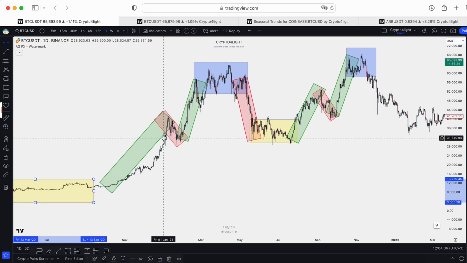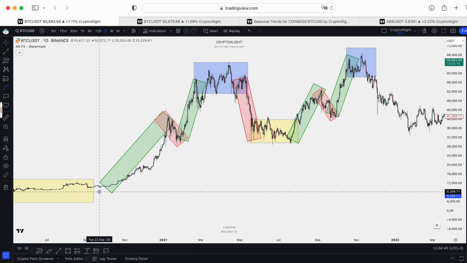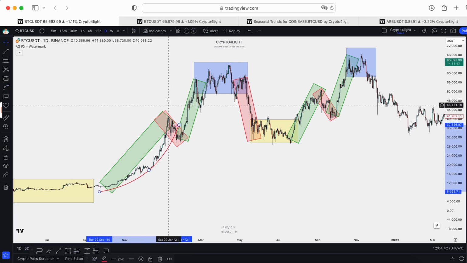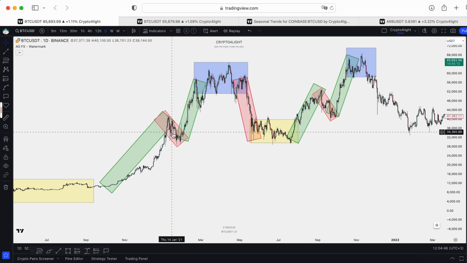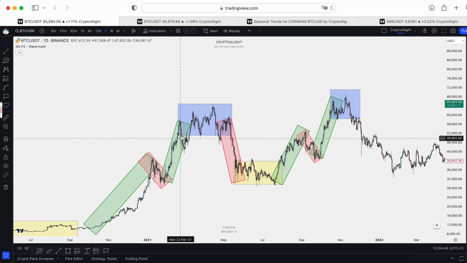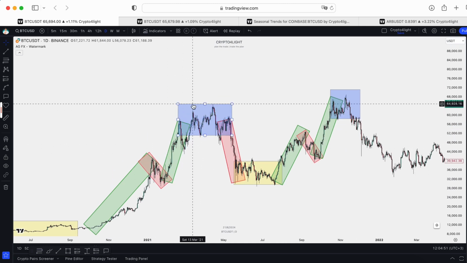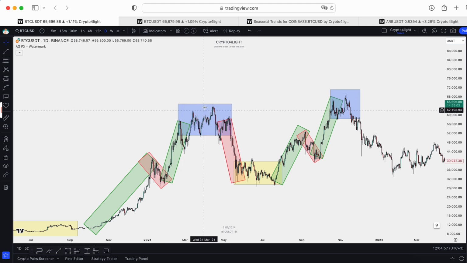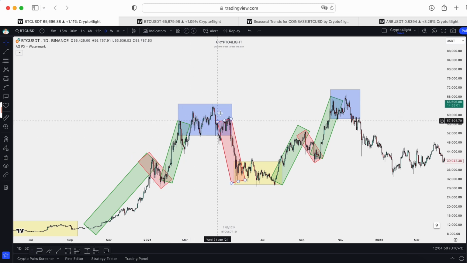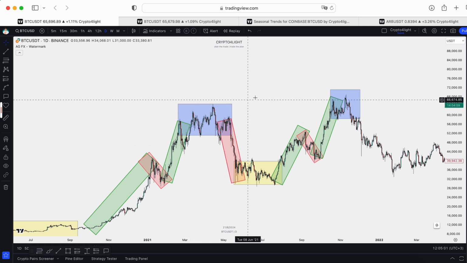So this is a parabolic move. Like this one, we can draw even the curve line. So this is an impulse, almost an unstoppable move. Then we get a correction down, impulse again, correction down, impulse, and here we stay, let's say from March 2021 till May 2021, 2 months just in the distribution zone, because the whales needed time for distribution.